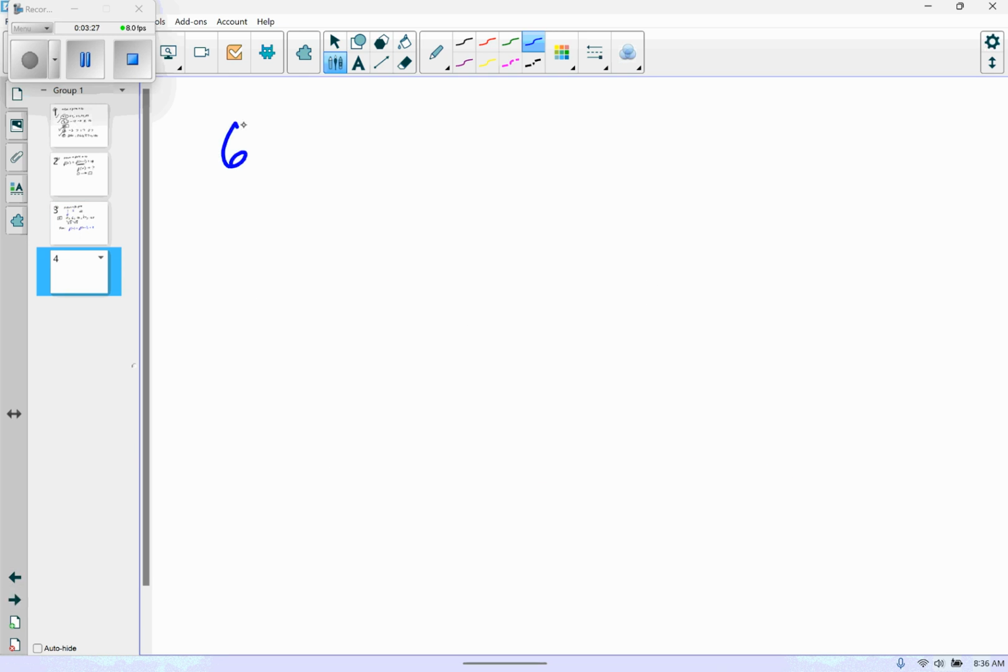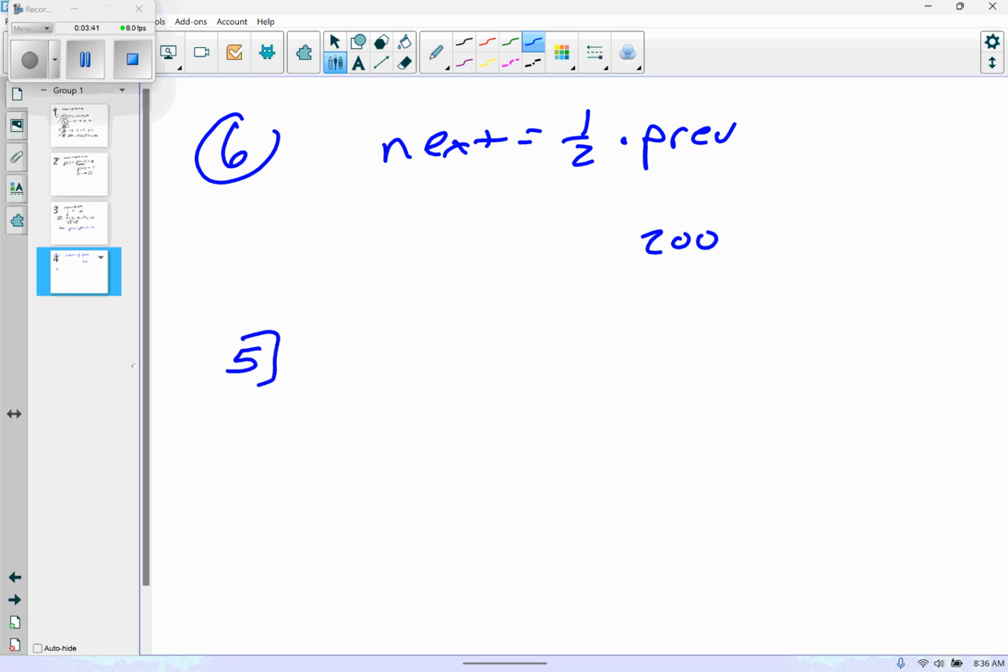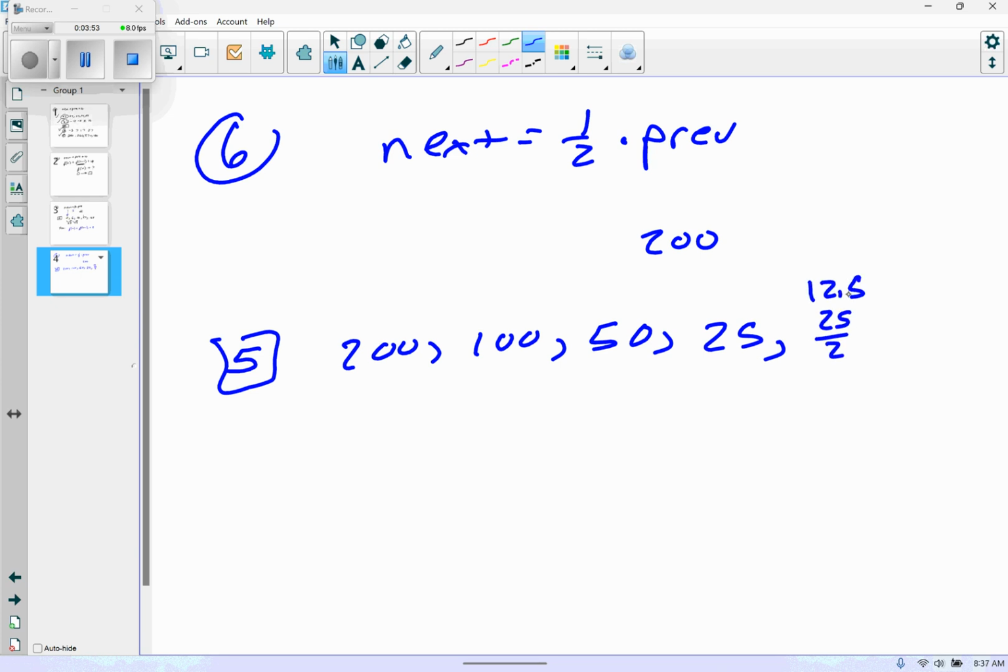Number 6 we also didn't do yesterday. So we have next equals 1/2 times the previous. Remember that dot means multiply. And we're starting, it looks like, at 200. Okay, so the first 5 terms of this, we have 200, and then half of 200, 50, 25, and then 25 over 2, which you could also say is 12.5. I mean, both answers are correct.